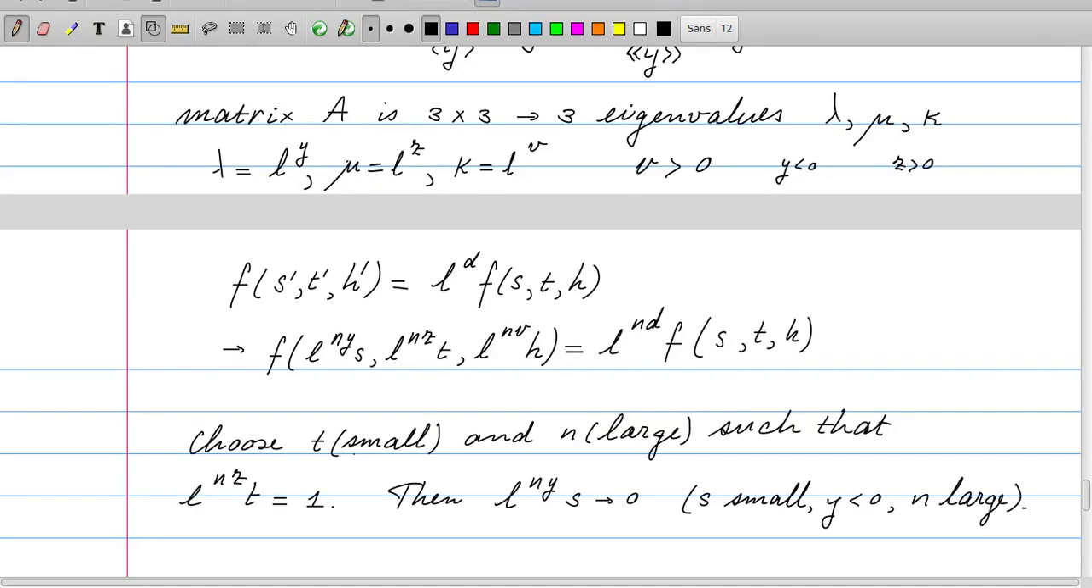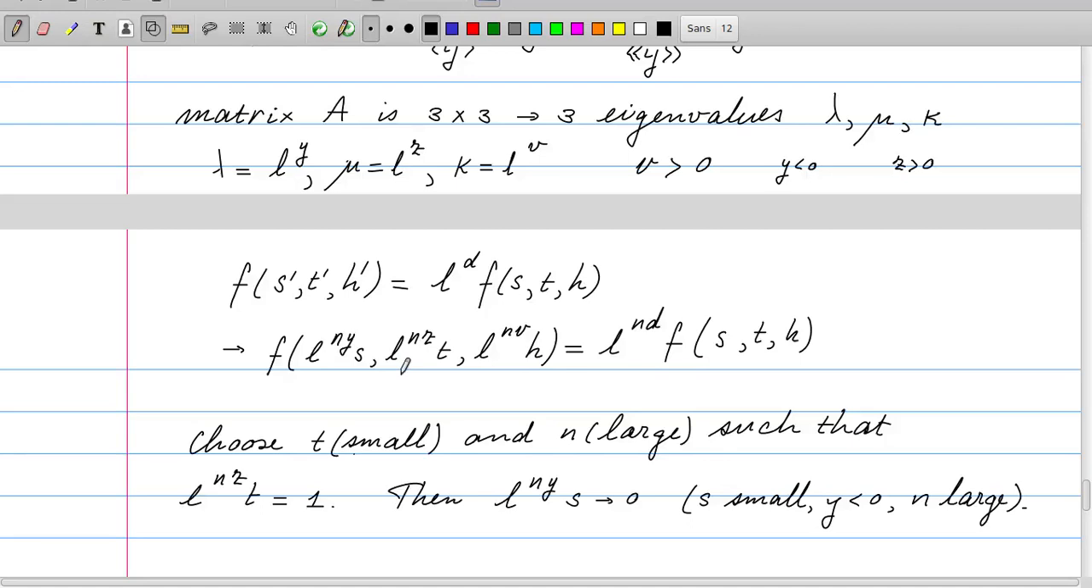And now we play exactly the same game as before. We take t small, so it's close to the fixed point, and n large, such that L to the power nz times t is 1, and then we find that L to the power ny times s is going to 0, and so s will become 0 after many transformations, and the t will go to 1.